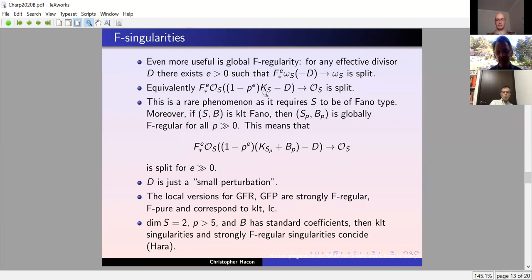So as I was implying, being globally F-regular or being F-split is a rare phenomenon. In fact, it requires S to be of Fano type. In the F-split case, it requires it to be of sort of log Calabi-Yau type. But anyhow, it's a strong restriction. If you're interested in varieties of general type, this is not going to be so useful for obvious reasons.